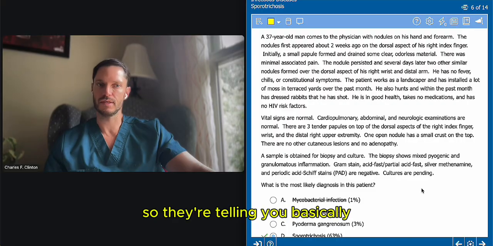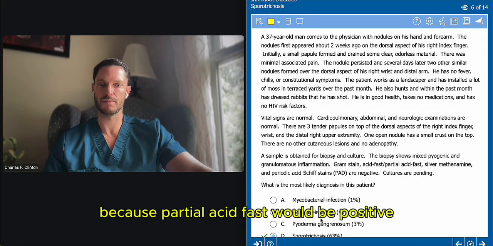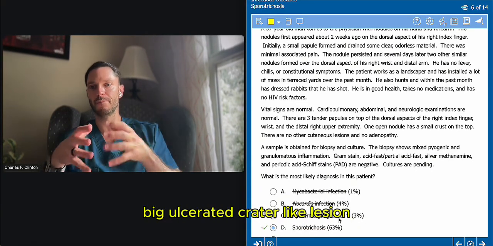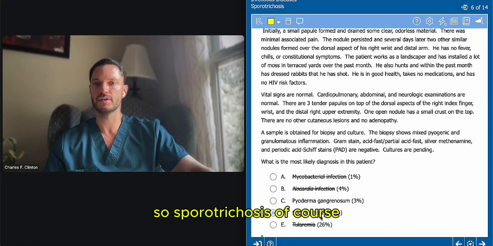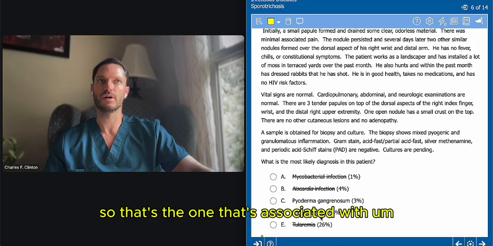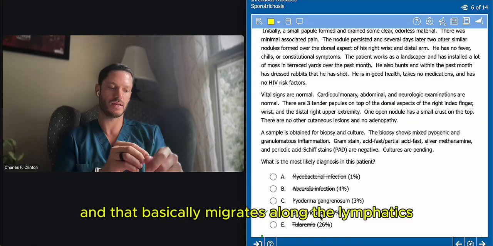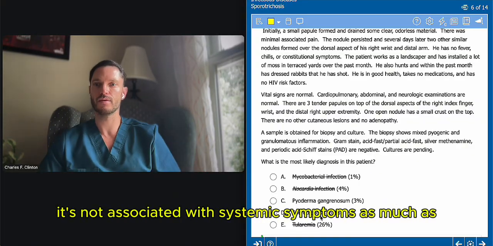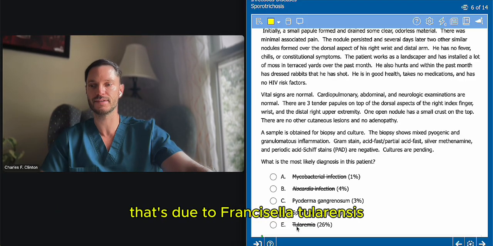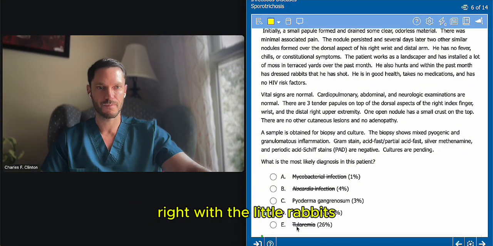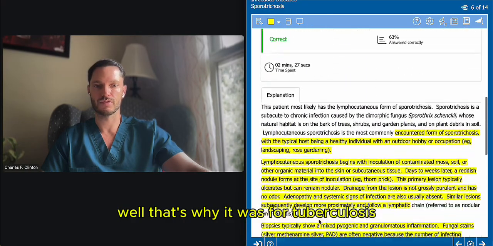So they're telling you basically it's probably not mycobacterial because the acid fast would be positive. Nocardia, probably not because partial acid fast would be positive. Pyoderma gangrenosum is usually a solitary, big, ulcerated, crater-like lesion. And sporotrichosis makes more sense, but you also have tularemia. Sporotrichosis, of course, is the one that is associated with landscaping. That's the one associated with getting stuck with a rose thorn or something, and that basically migrates along the lymphatics. It's not associated with systemic symptoms as much as tularemia. So tularemia also could potentially make a little sense. That's due to Francisella tularensis, and that's associated with the bunnies, right? With the little rabbits. But the rabbits will give you more fever, a little more systemic symptoms, and that's why it was sporotrichosis. Let's see what else we were missing.